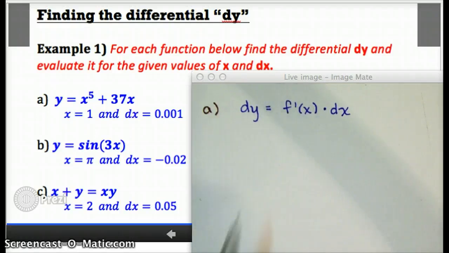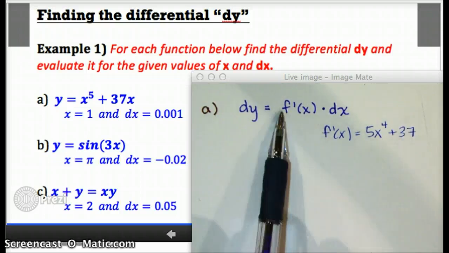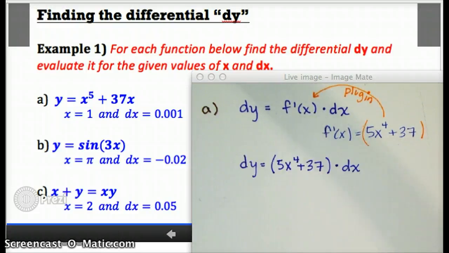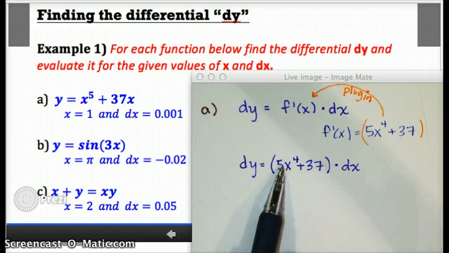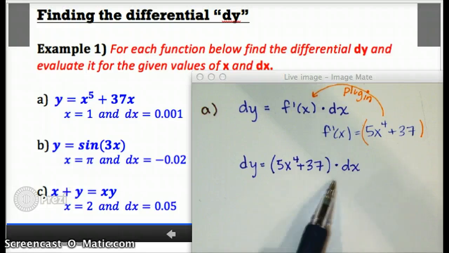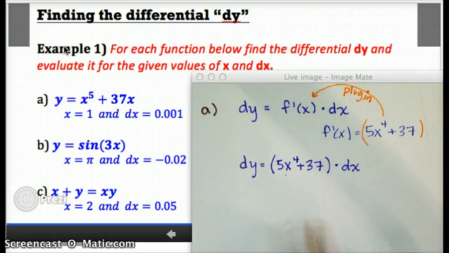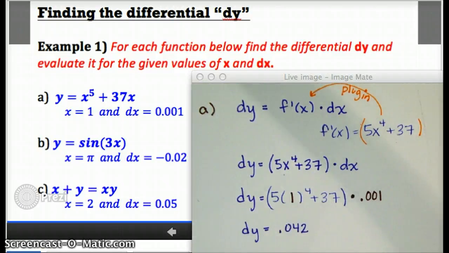What is the derivative of the function in A? Yep, 5x to the fourth plus 37, just an easy derivative there. So I'm going to take this derivative and I'm going to put the derivative function into this spot. And then I don't do anything with dx because dx is a separate variable. It's different than x, so I can't really distribute it. And this is actually the differential. This is the first part of the problem, just like that. In the second part of the problem, they say evaluate it, which means they want me to put x and dx in to get a numerical answer. The calculation would look like that, and the decimal answer is 0.042.